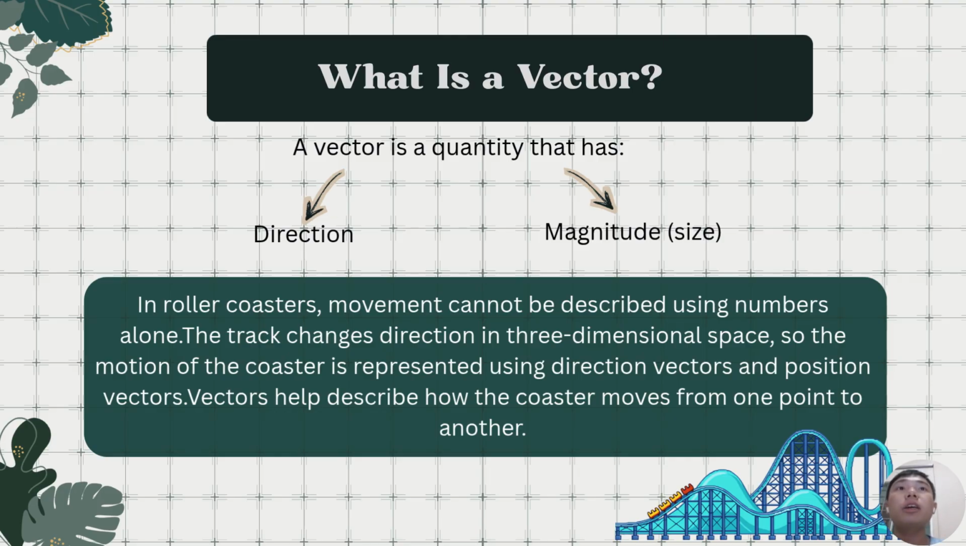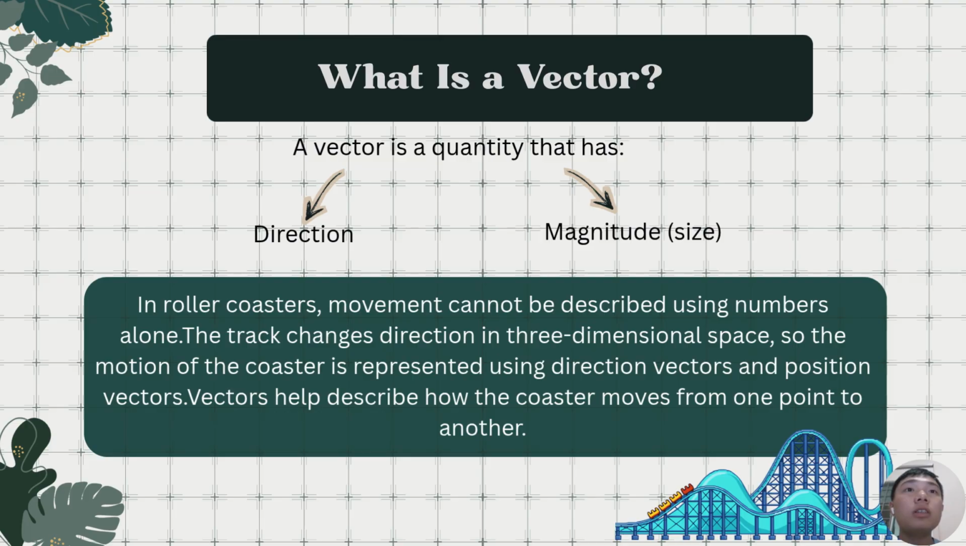So first, let us begin with a simple introduction to vectors. A vector is a mathematical quantity that has both magnitude and direction. This is what makes vectors different from ordinary numbers. For example, if we say 10 meters, it only tells us the distance but not the direction of the movement. In many real life situations, especially in motion and engineering, direction is just as important as distance. For instance, if a roller coaster moves 40 meters, we still don't know whether it moved upwards, downwards, or sideways. Without direction, we don't get the full picture.